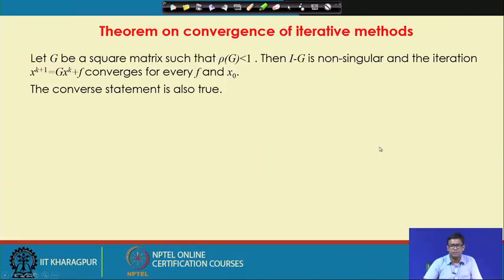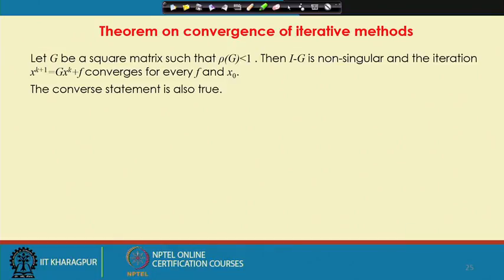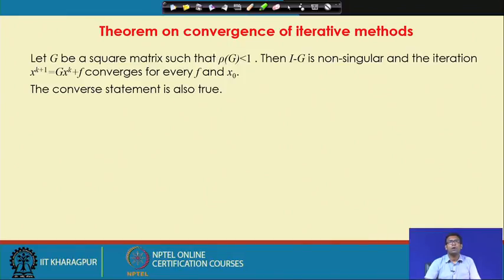So, let G be a square matrix such that rho of G is less than 1. Then I minus G is non-singular, and the iteration x(k+1) = G x(k) + f also converges for every f and x0, and its converse is also true. So, if G is a square matrix such that rho of G is less than 1, obviously I minus G will be non-singular and the iterations will converge, and the converse statement is also true. This happens if and only if A is a diagonally dominant or irreducibly diagonally dominant matrix. So, these are the cases in which we will have convergence of the iterative methods, and this is very important. Gauss-Seidel and Jacobi are very robust methods, but only for matrices which are diagonally dominant or irreducibly diagonally dominant.